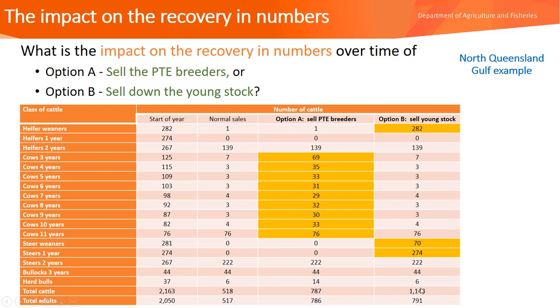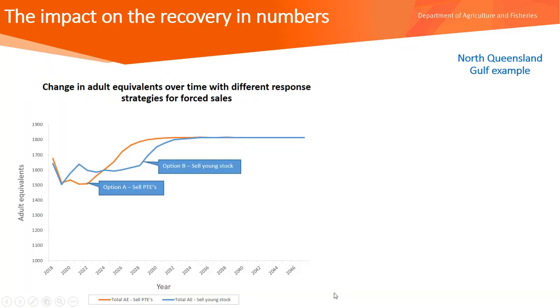Even though there's a lot more young cattle and a lot more cattle here in total sold than selling out the PTE breeders, the main game was to sell out to achieve the same reduction in grazing pressure, which here is seen on our graph that shows adult equivalents over time, where in the first year when we complete those sales of either option A, sell the PTEs, or option B, sell the young stock, we get the same level of reduction in grazing pressure. That's the point of that exercise.